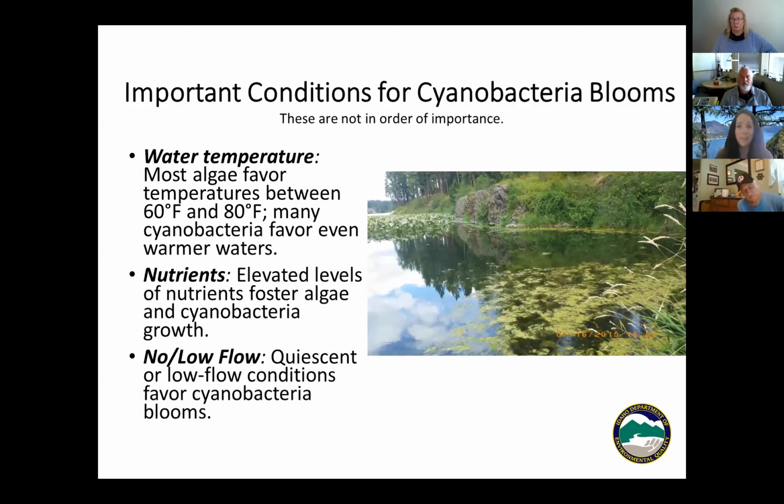Conditions that are favorable for cyanobacterial blooms, or the blue-green algae blooms, and not in order of importance, are water temperature. They favor warmer water temperatures, 60 to 80 degrees, but they can also survive in much warmer temperatures. Once the air temperatures get to about 85, 90 degrees here in North Idaho, that's when we start getting calls and start seeing these blooms take effect. Nutrients are another important condition necessary for their growth, and we'll talk quite a bit about that in just a little bit. And then no flow or quiescent conditions favor cyanobacteria.